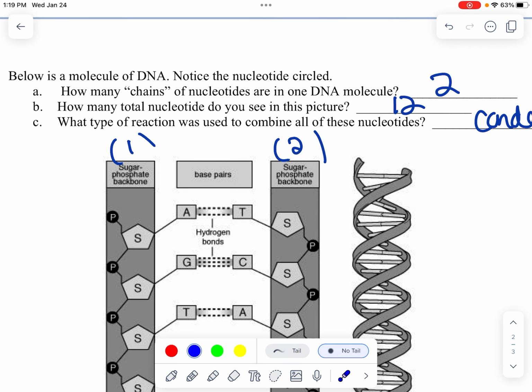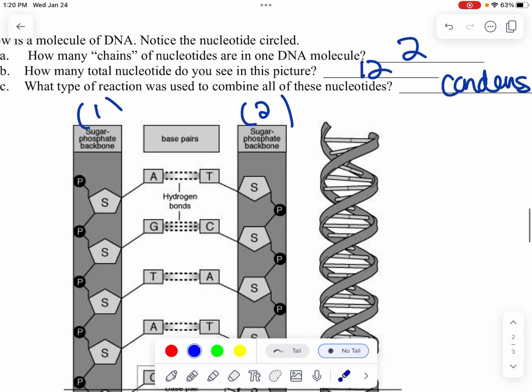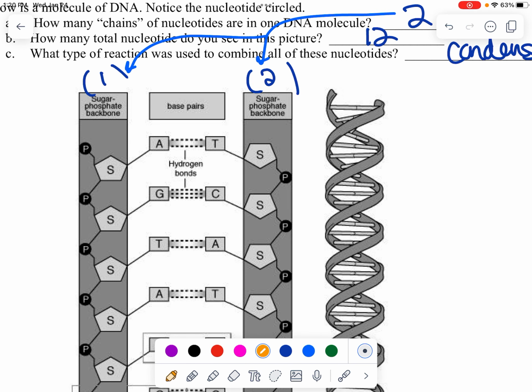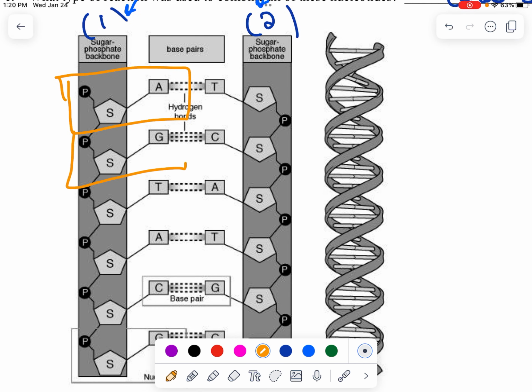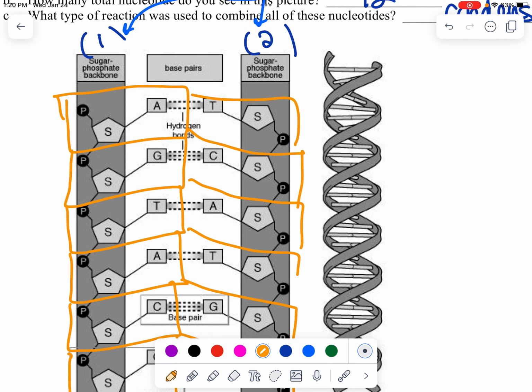Below, this is a better picture of DNA, a little bigger, up close. It asks how many chains of nucleotides are in one DNA molecule. It's 2. I numbered them down there. And I could do the same thing I just did on the picture, in a different color. We have a sugar, phosphate, base. That's one nucleotide; sugar, phosphate, base; sugar, phosphate, base, you get the idea. And then I have the same thing on the other side. So these are the 2 strands of nucleotides that were linked together.